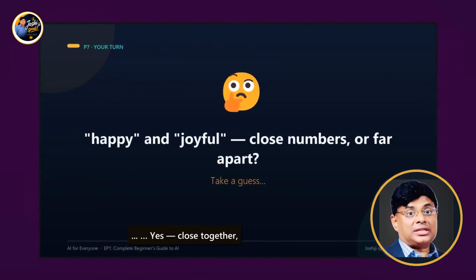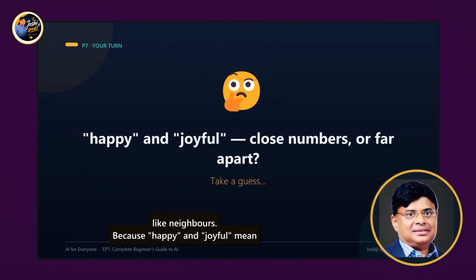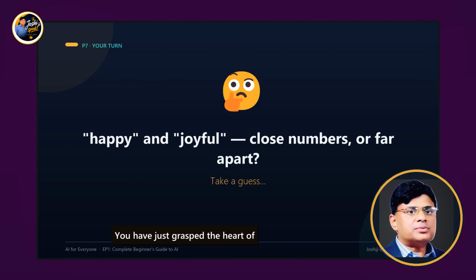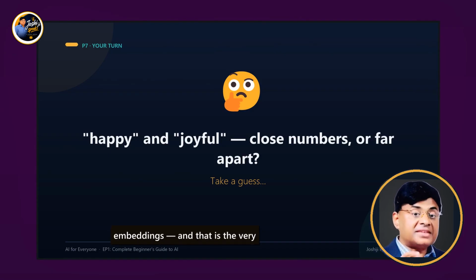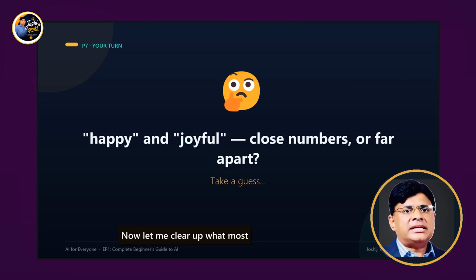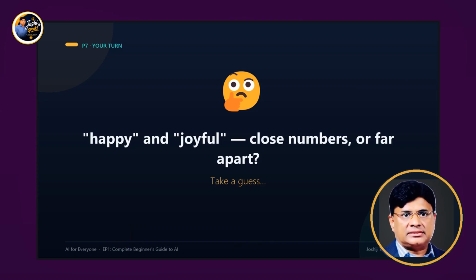Yes, close together, like neighbors. Because happy and joyful mean almost the very same thing. You have just grasped the heart of embeddings, and that is the very part most people never understand. Well done, truly. Now let me clear up what most people wrongly imagine.